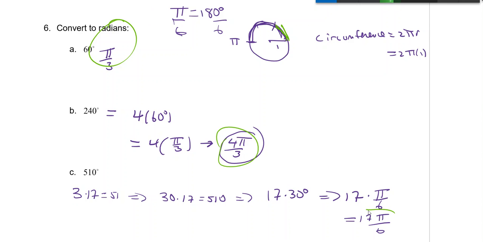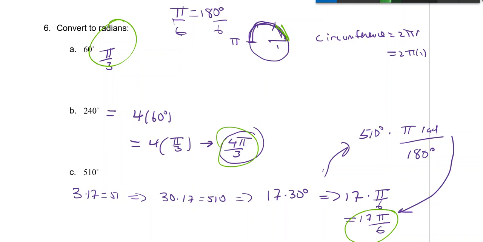You could just as easily, if you don't recognize 510 as a nice multiple of 30 right off the bat, you can always use the conversion formula, which would be: take the angle in degrees, 510, times the angle in radians, pi radians for every 180 degrees. And simplify this beast. When you simplify, you can take 17 30s out of 510, and you can take 6 30s out of 180. Divide top and bottom by 30, and you got that.